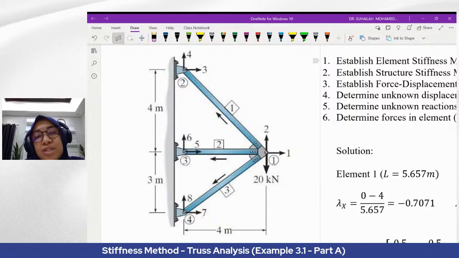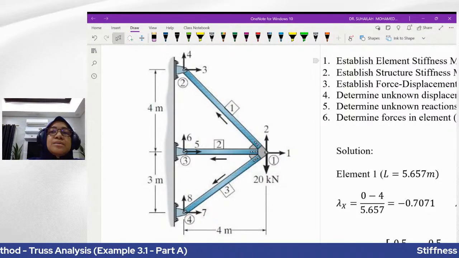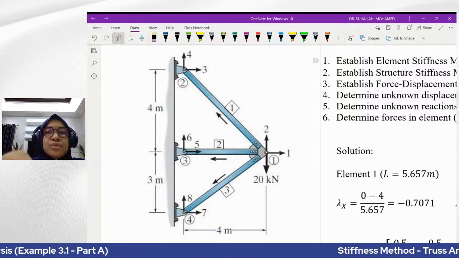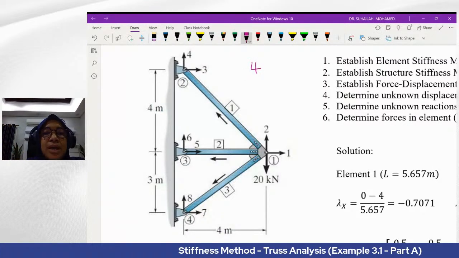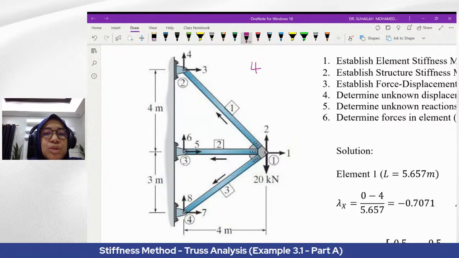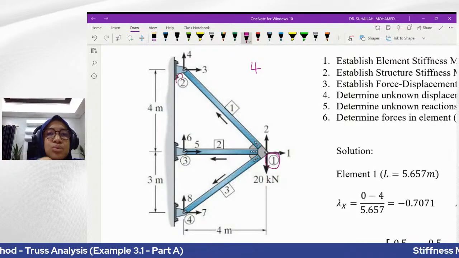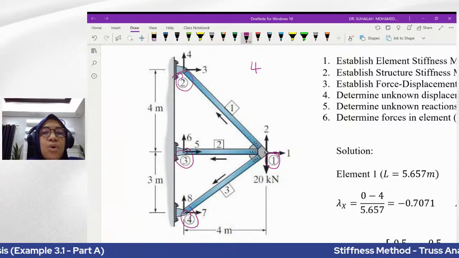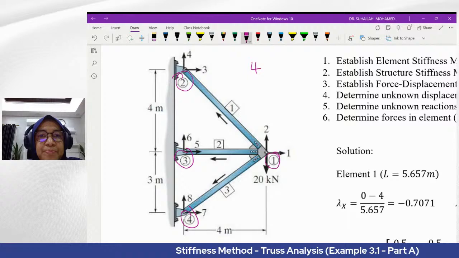we can see that the truss has four nodes. Okay, node number one, node number two, node number three, and node number four. One here, two, three, and four. There are four nodes. So these four nodes have been labeled in the diagram.